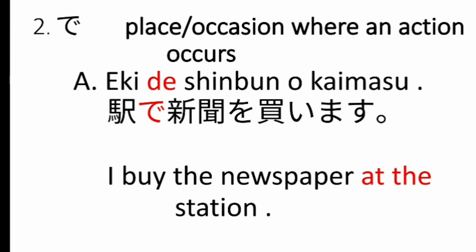So, where do you buy or where will you buy the newspaper? At the station. The action is shinbun o kaimasu. That is the action. I buy the newspaper. That is the action that you will do. You will buy a newspaper. Where will you buy the newspaper? Where will that action occur? It will be in the station. So, at the station. Eki de shinbun o kaimasu.